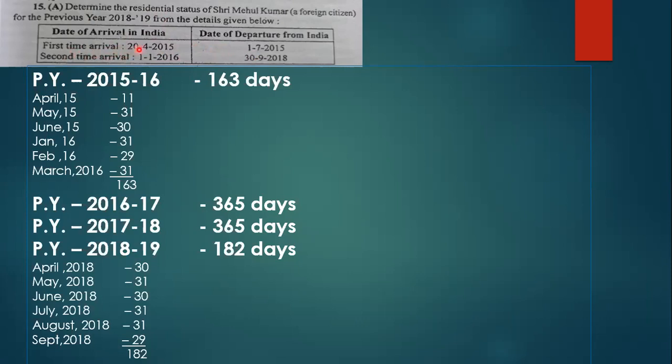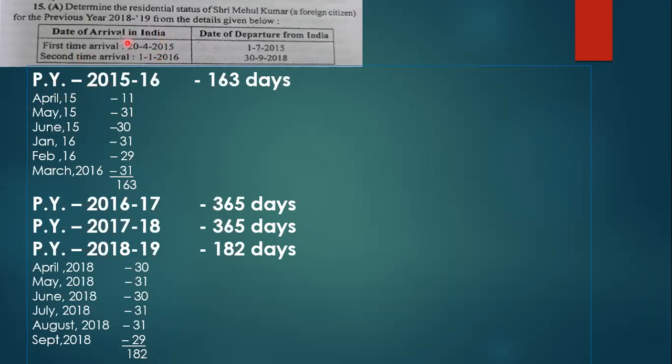First time arrival is 20 April 2015. So we can easily assume that 20 April 2015 means the year starts from 1st April, so this year will be 2015-16. The previous year will be 2015-16. So here we will calculate the days for 2015-16.